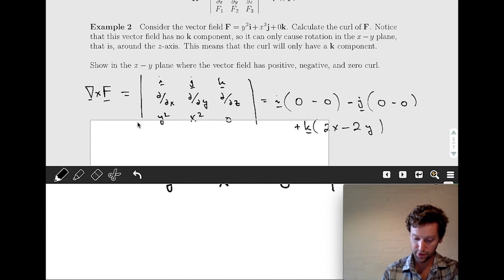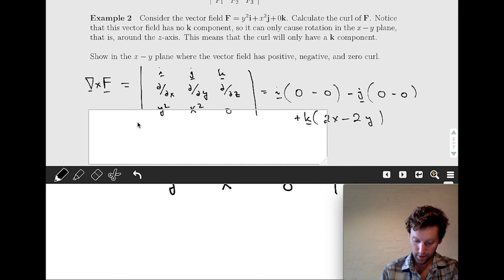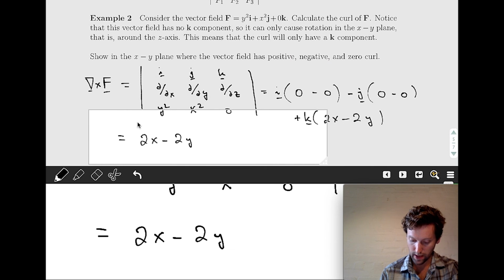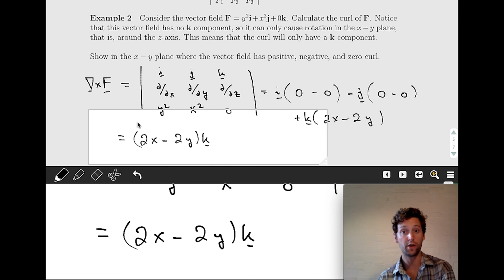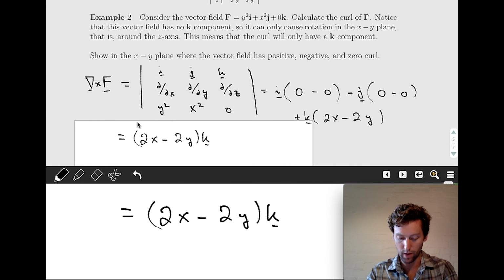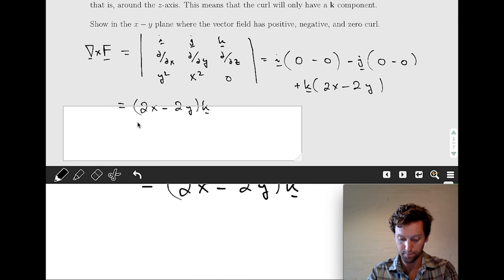So as promised, the curl is a vector with only a k component. It's only pointing in the z direction. Could be positive, negative, or 0, but it's only pointing in the k direction. And the reason for that is that my flow only depends upon x and y, and so all of my vectors are always directed in the xy plane. They don't have a z component.